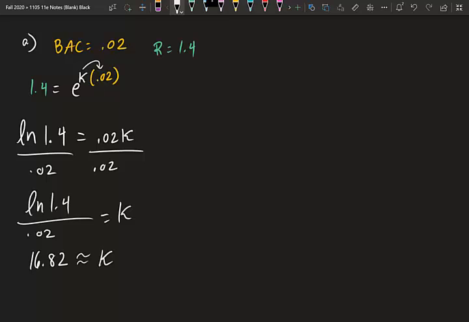How did I know to do 2 decimal places? Because we're given 2 decimal places. That's how I knew to go with 2 decimal places. Alright, we found our constant. That was part A.